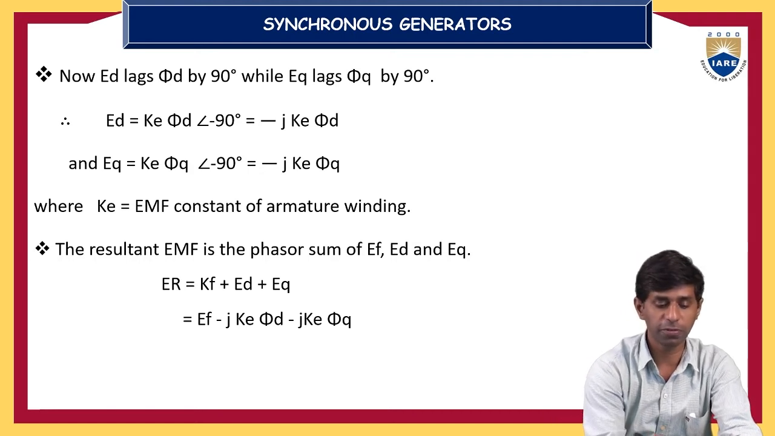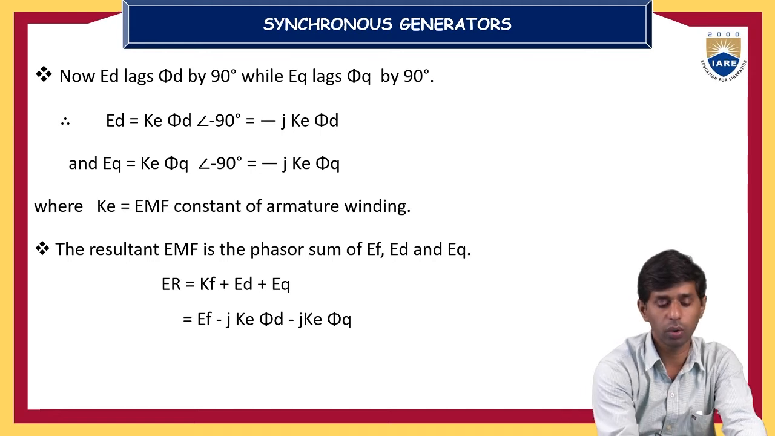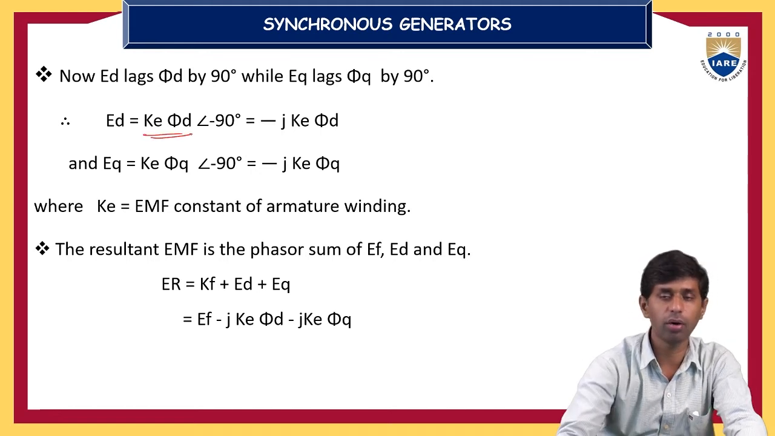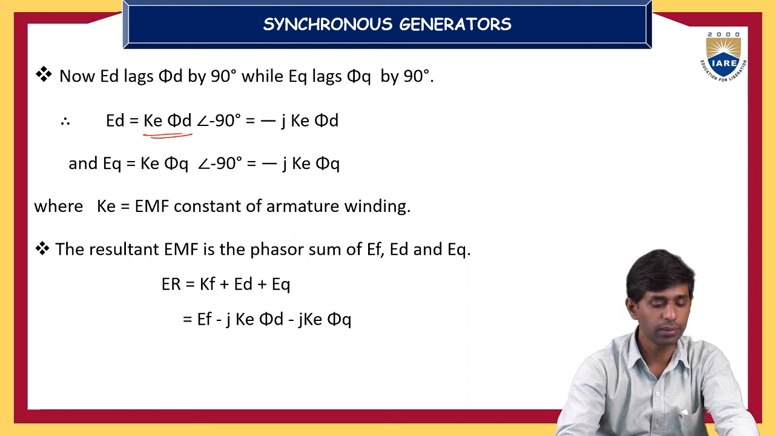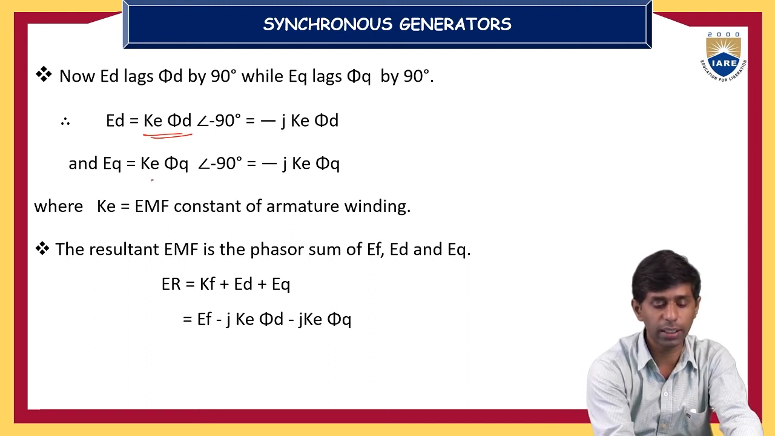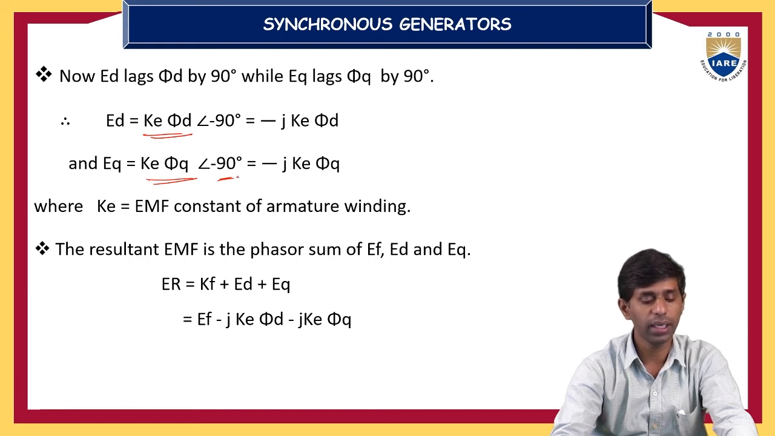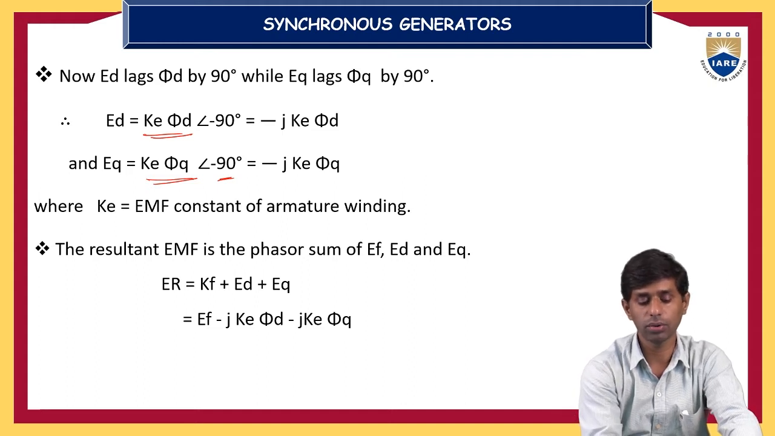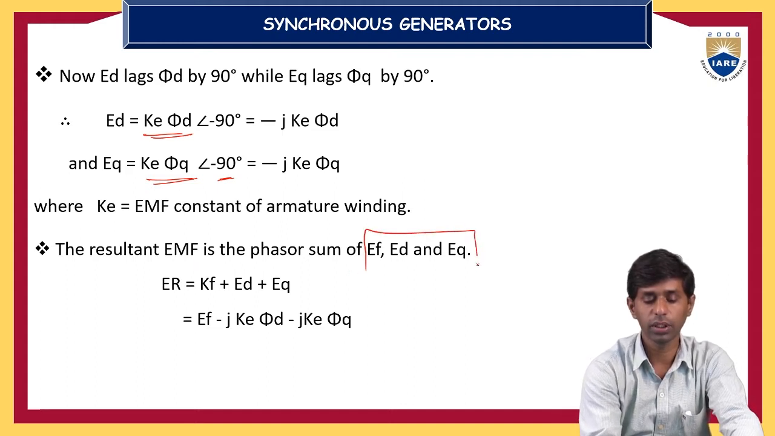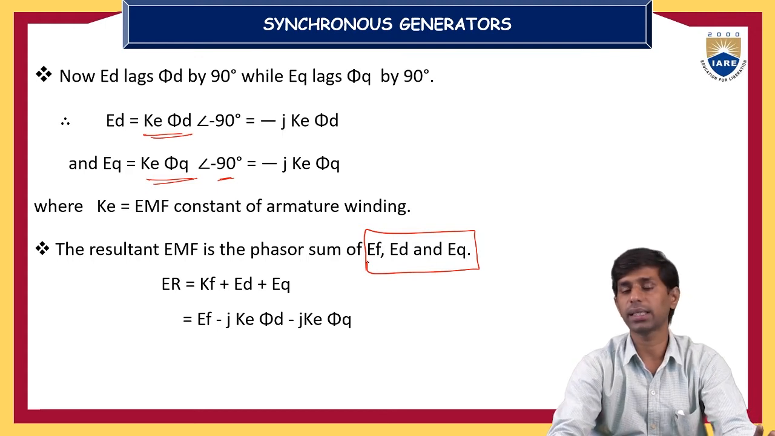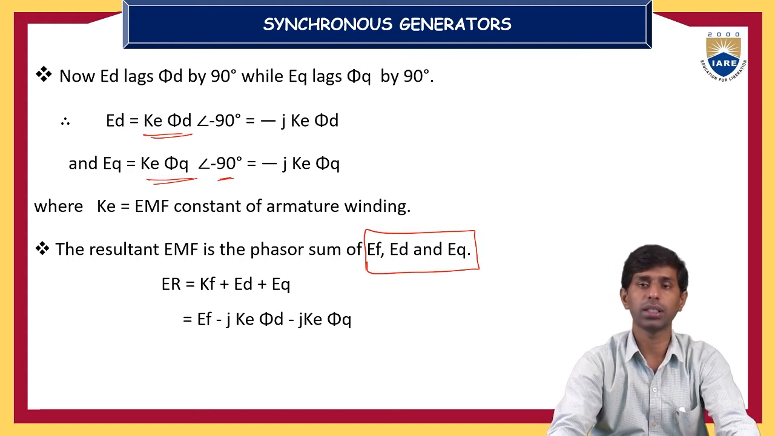So we write the expression for ED, which is equal to Ke into phi D at an angle of minus 90 degrees, and similarly EQ is equal to Ke into phi Q at an angle of minus 90 degrees, where Ke is the EMF constant of the armature winding. The resultant induced EMF is the phasor sum of the excitation EMF, the direct axis component, and the quadrature axis induced EMFs.